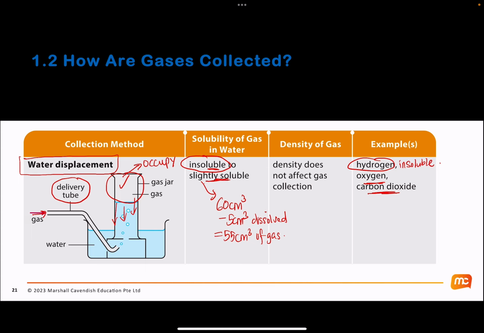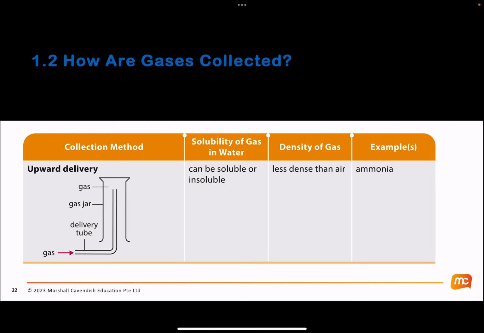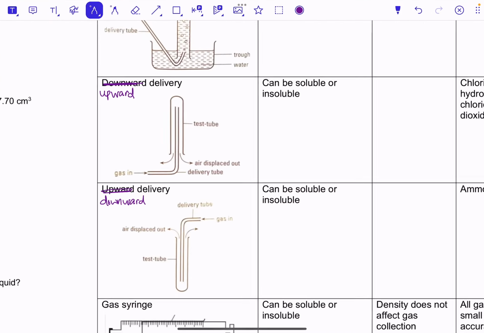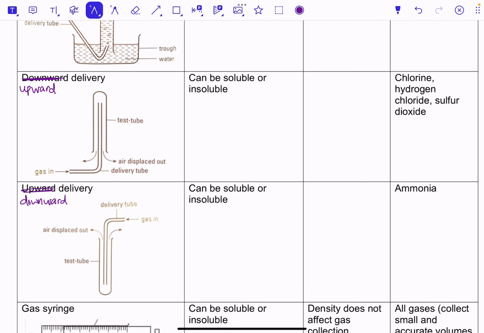Then the second method of collecting a gas is called the upward delivery method. You will realize there is actually a typo in your paper, so you need to change the word downward to upward. It will look something like this in your notes. Change the two words over here. Okay, back to my slides.